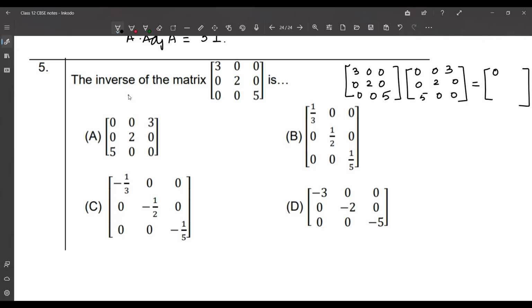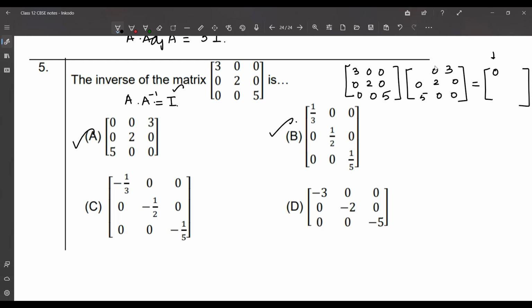This is based on the matrix property A into A inverse, which is equal to I matrix. For the I matrix, the very first element should be 1. Option A fails that. So I'm going with option B.